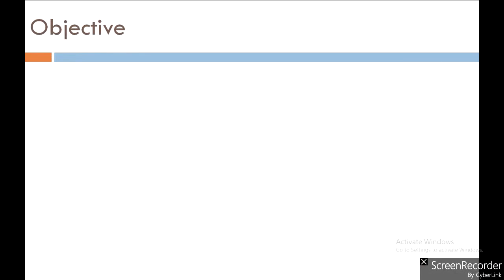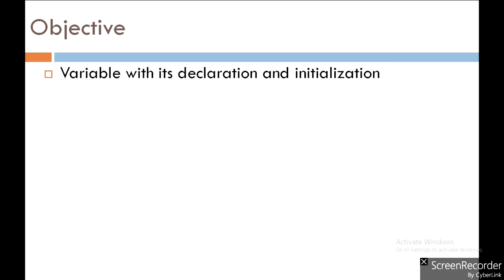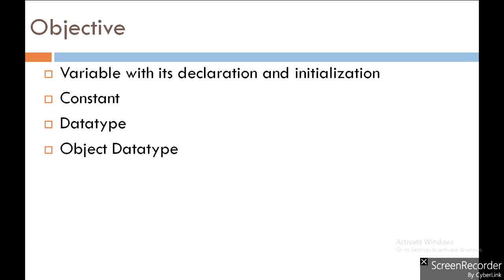Objectives of this video lecture are: what is variable, declaration of variable, then initialization of variable, then constant with its syntax and example, then data types, various data types with their range and storage requirement, then object data type, and after that I perform one practical with the use of these topics.